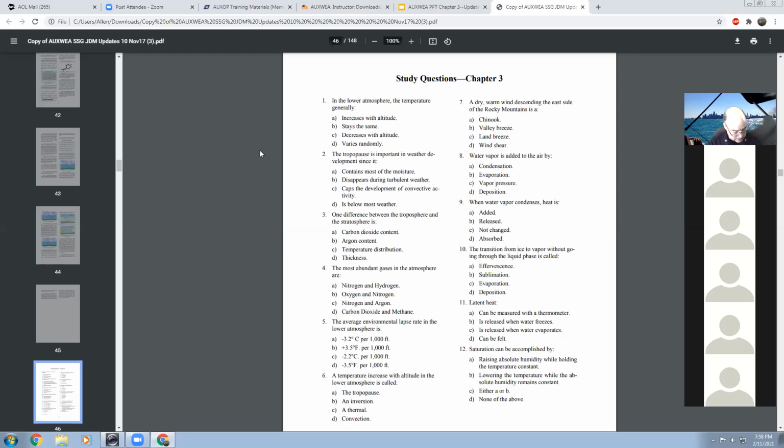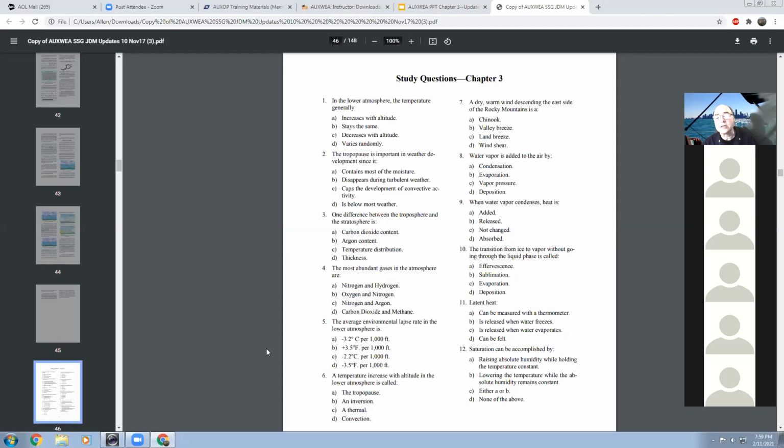Pete Lemire, number 6. The temperature increase with altitude in the lower atmosphere is called? E, an inversion. Very good. Now I got to get this to go away. How do I do that? Oh, there we go. Right on. Good job, Pete. Phil Leonard, a dry, warm wind descending the east side of the Rocky Mountains is a? Chinook. Very good. Correct.